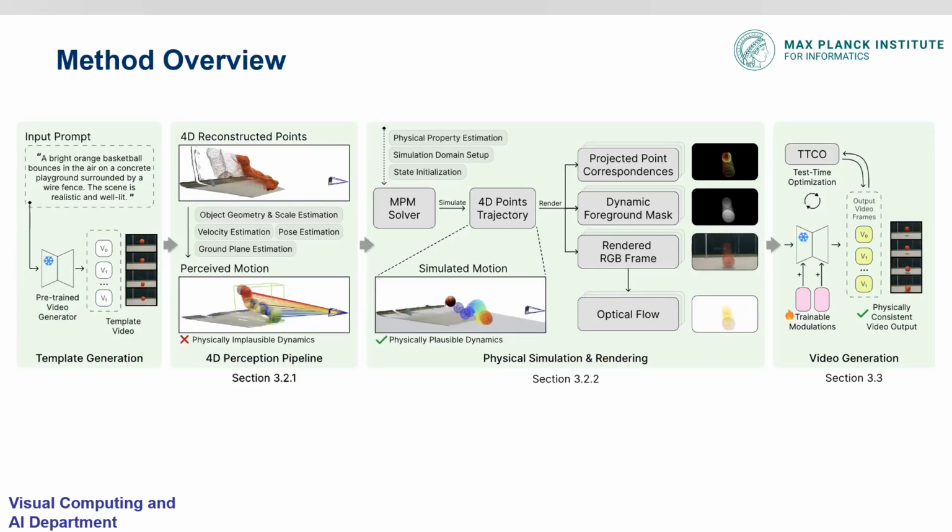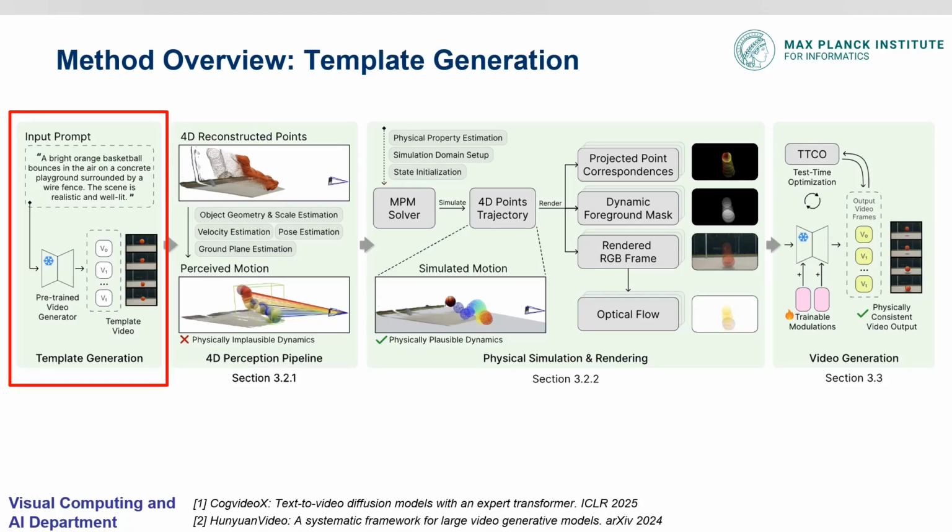Here's an overview of PSIVG. Our pipeline has 4 stages: template generation, 4D perception, physical simulation and rendering, and final video generation with test time optimization. First, given an input prompt, we generate a template video using a pre-trained video generation model. This template provides an approximate scene layout, camera motion, and initial object movement, but it is not guaranteed to be physically correct. We use it as a starting point for further perception and simulation.